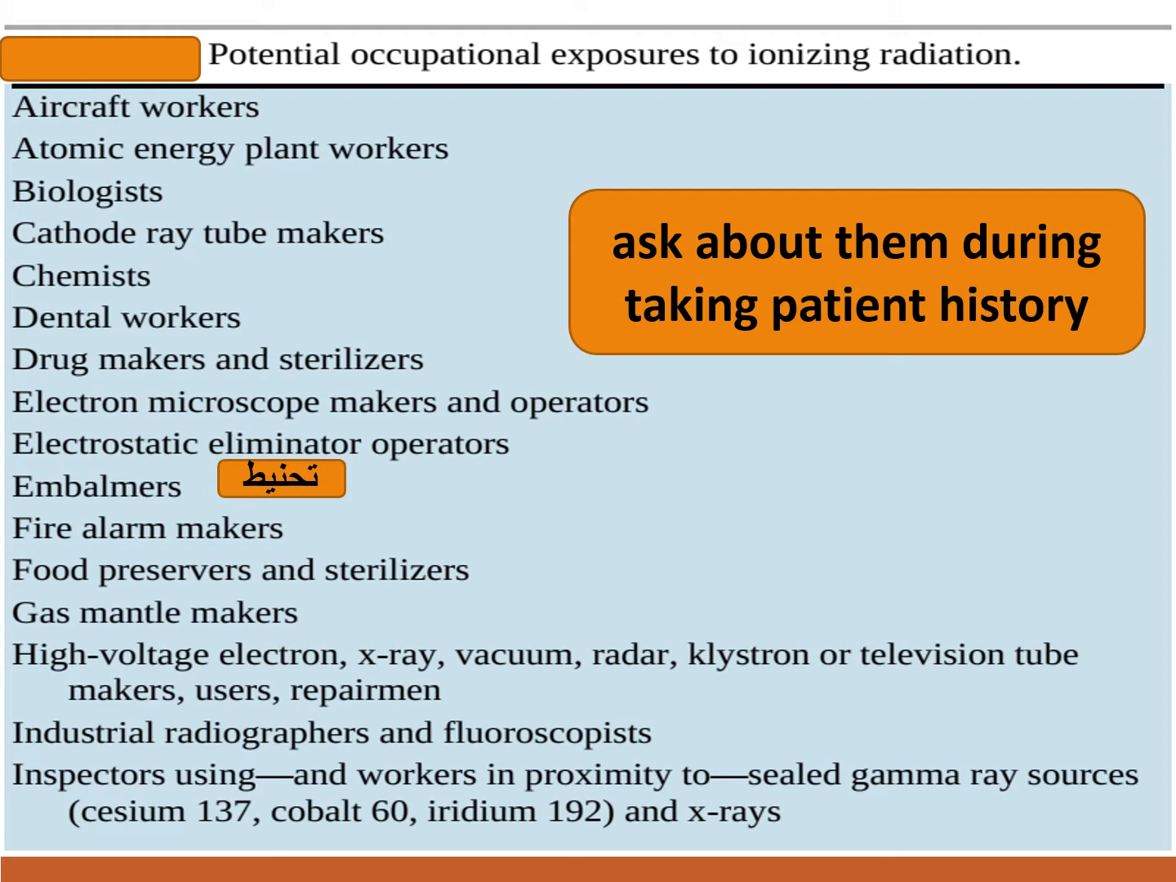Again, ask about them during taking patient history if you suspect that he is exposed to one of them. For example, aircraft workers, atomic energy plant workers, biologists, cathode ray tube makers, chemists, dental workers, drug makers and sterilization, electron microscopy and operators, electrostatic eliminator operators, embalmers, fire alarm makers, food preservers and sterilizers, gas mantle makers, high voltage electron, X-ray vacuum, radar, television tube makers, users, repairmen, industrial radiographers and fluoroscopy, inspectors using and workers in proximity to sealed gamma ray sources such as cesium 137, cobalt 60, iridium 192, and X-rays.